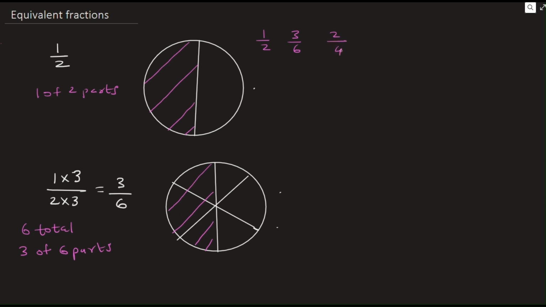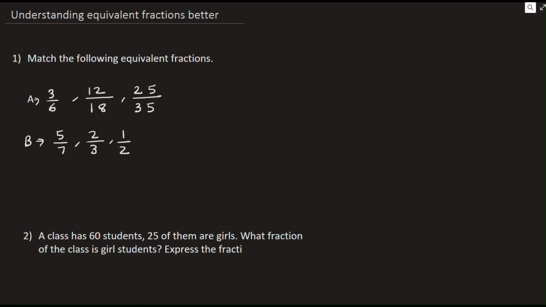Even 2 over 4 is equivalent to 1 over 2. 4 over 8, 5 over 10, 6 over 12. I can keep writing them down, right? So these are all equivalent fractions. Now I will do some sums to make the understanding of equivalent fractions better. So I have two groups of fractions, group A and group B. Group A consists of 3 over 6, 12 over 18, 25 over 35. And group B is 5 over 7, 2 over 3 and 1 over 2. So I have to match these fractions basically.